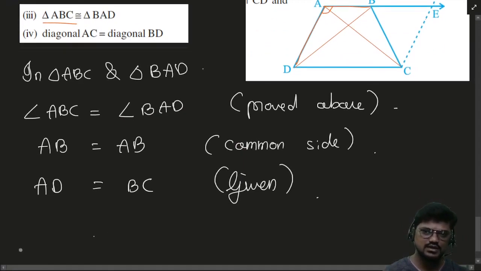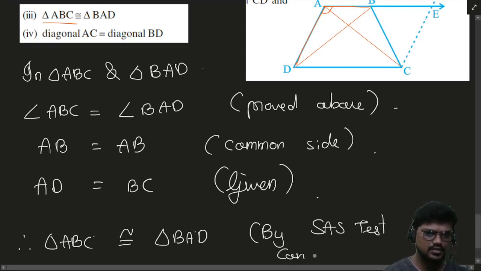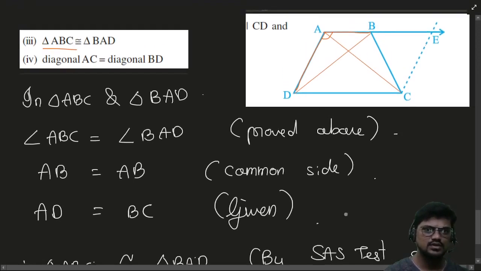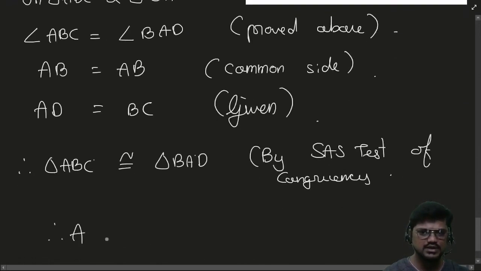Therefore, what we can say? Therefore, triangle ABC is congruent to triangle BAD by SAS test of congruency. Sir, so now we can prove the diagonals are equal by CPCT. Yes, obvious. Diagonal AC and diagonal BD, no? Therefore, AC is equal to BD by CPCT.